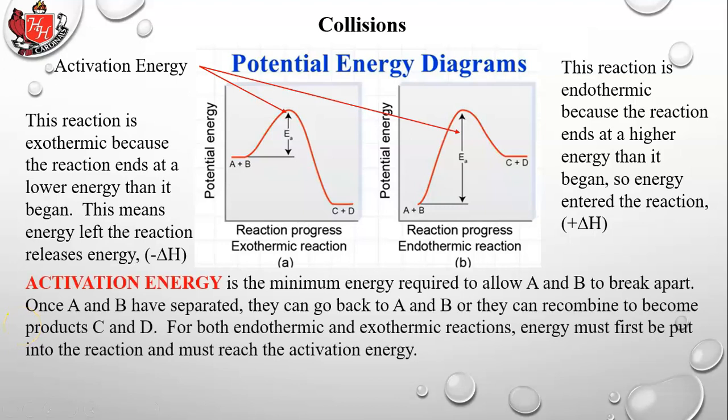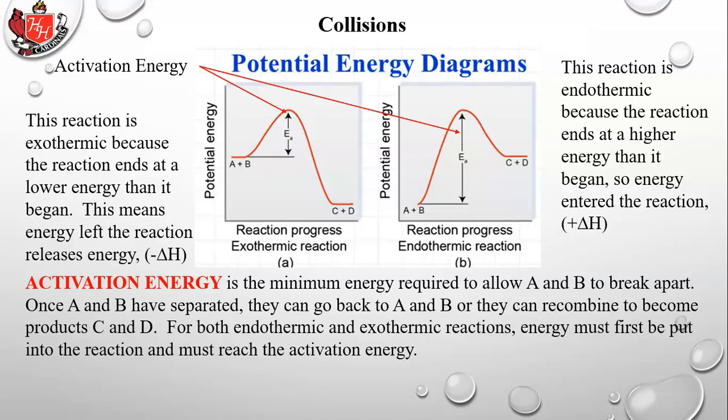Activation energy is the minimum energy required to allow A and B to break apart. Once A and B have separated, they can go back to A and B. In other words, they could start up that hill and not quite make it to the top and fall back down to A and B. Or they can recombine to become product C and D. That means they'd have to get over the top of the hill.